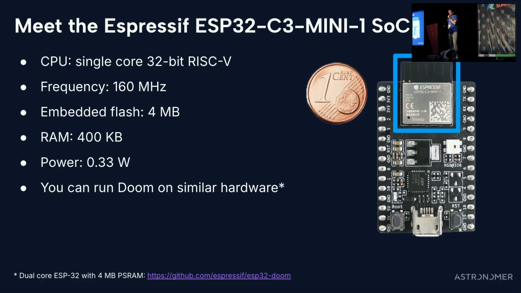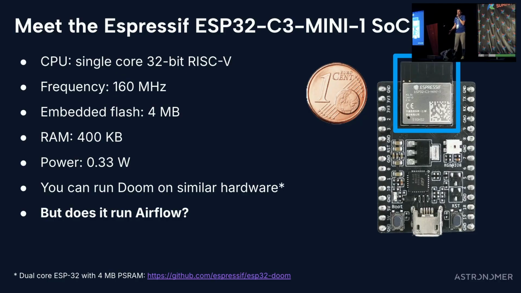It's a single-core 32-bit RISC-V processor, 160 megahertz of clock speed, and only has 400 kilobytes of memory. That's not a lot. And its power consumption is similar to your AirPods. But similar hardware can actually run Doom. Not this model, but some similar ones. But the big question is, does it run Airflow?